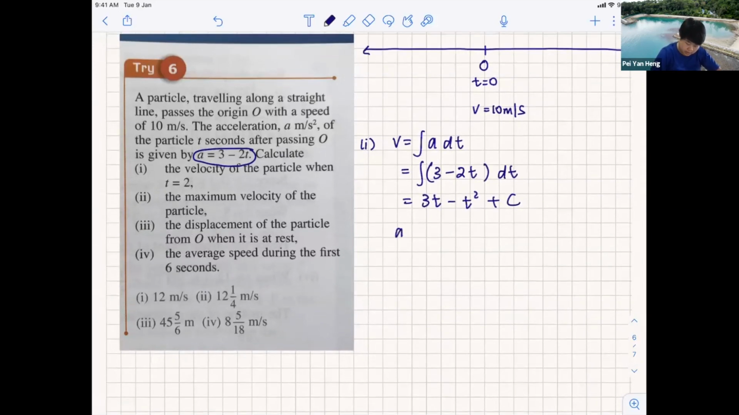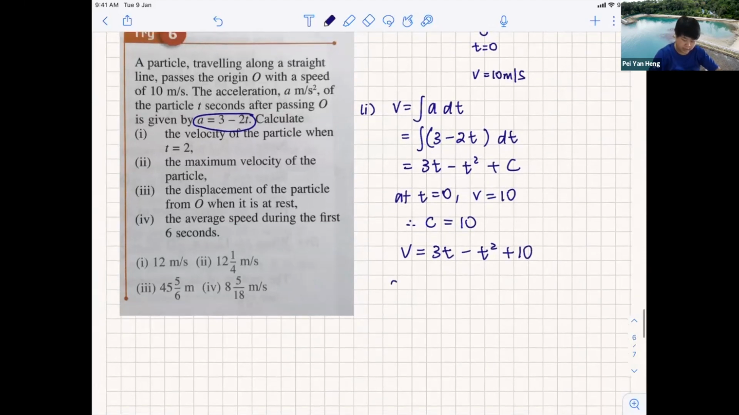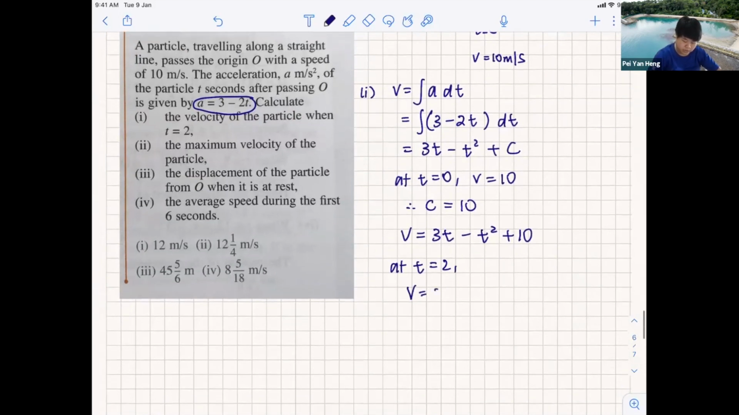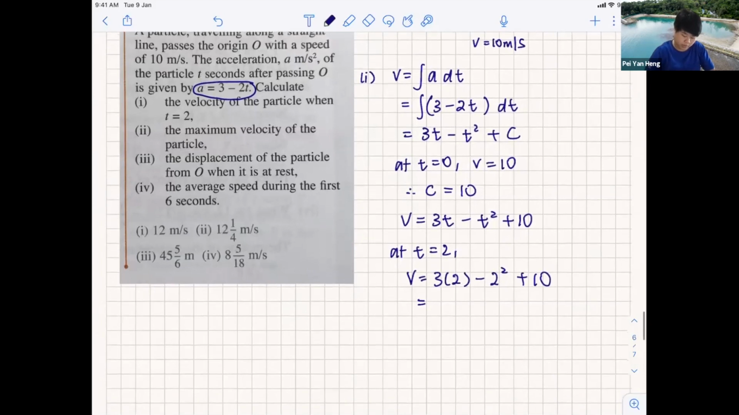All right, so at t equals 0, v equals 10. So therefore, c will be 10. And the velocity function will be 3t minus t squared plus 10. Okay, then at t equals 2, v would be sub 2 in: 3 times 2 minus 2 squared plus 10, and you will get 6 minus 4 plus 10. Answer is 12 meters per second.